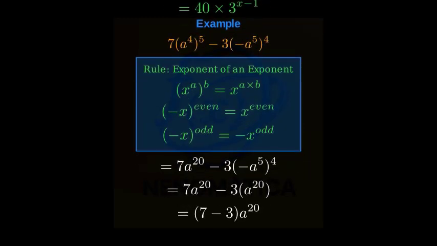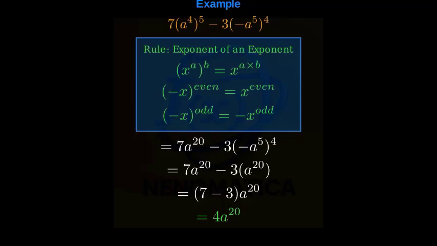Now we can factor out a^20 to get (7 - 3) times a^20. Finally, 7 minus 3 equals 4.